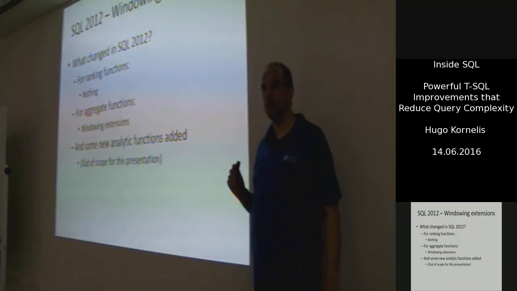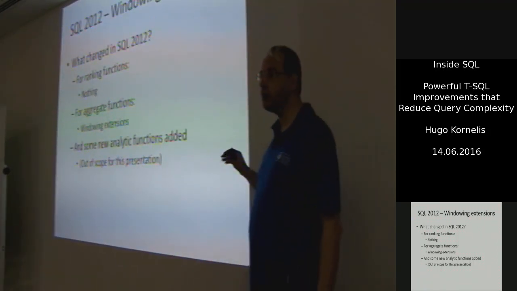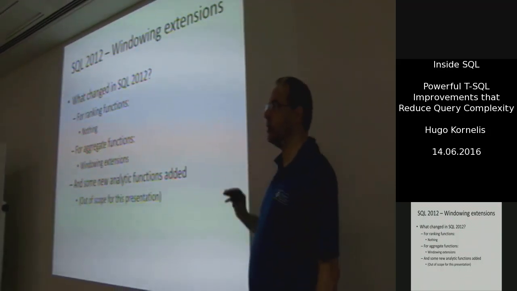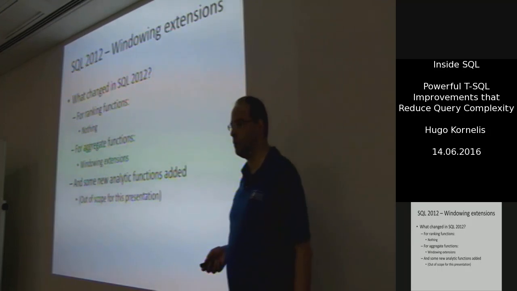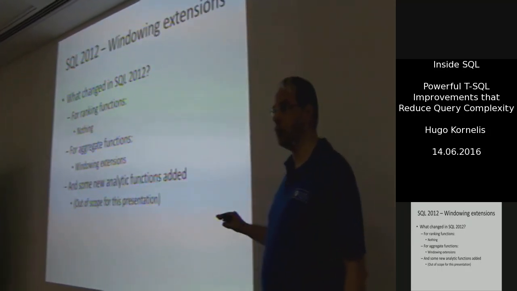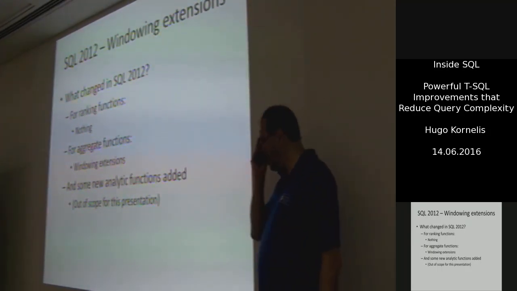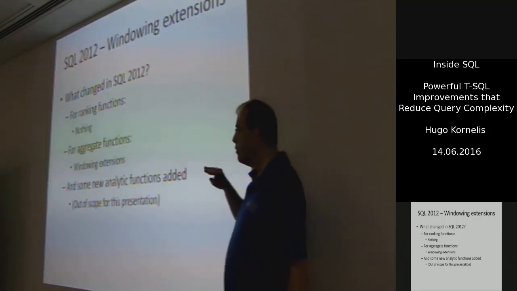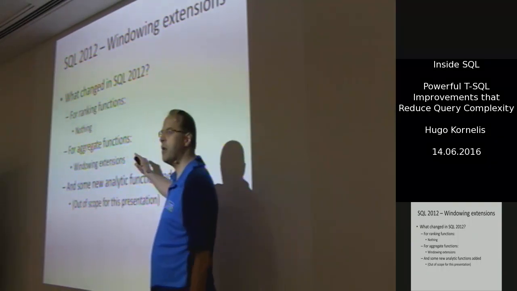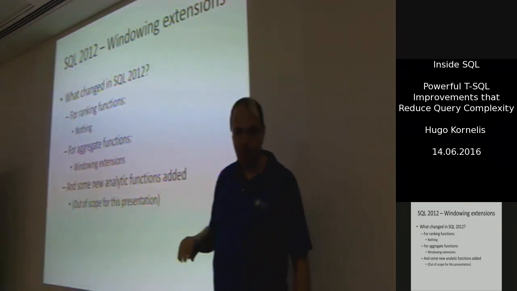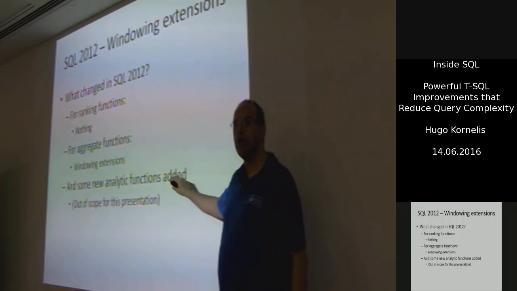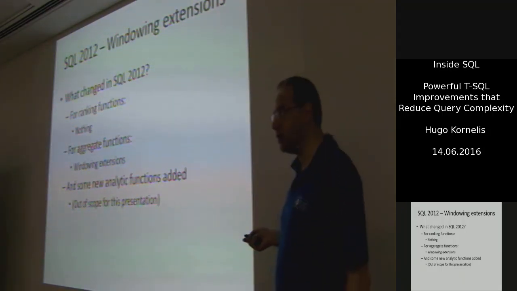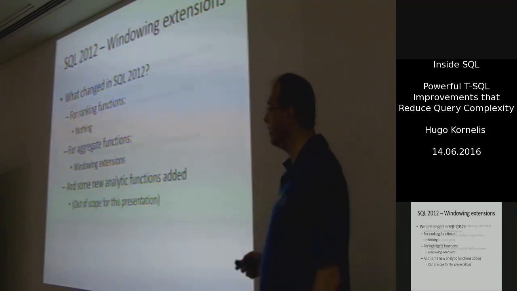Not for the ranking functions. Row number, rank, dense rank, etc. For those functions, the OVER clause has not changed since SQL Server 2005. No functional changes at all. But for aggregate functions, the sum and the average and the count, we got windowing extensions. They're great. We also got some new analytic functions added that use the OVER clause, but we're not going to talk about them in this presentation. It's only 90 minutes, it's not a full day.